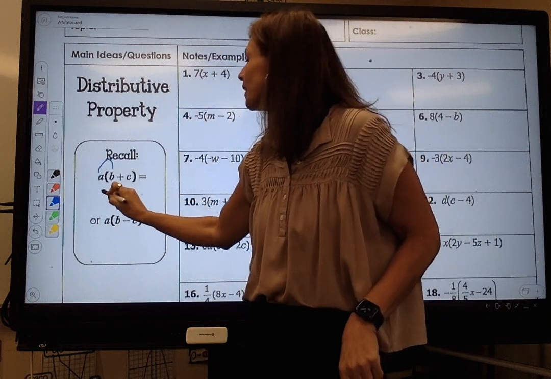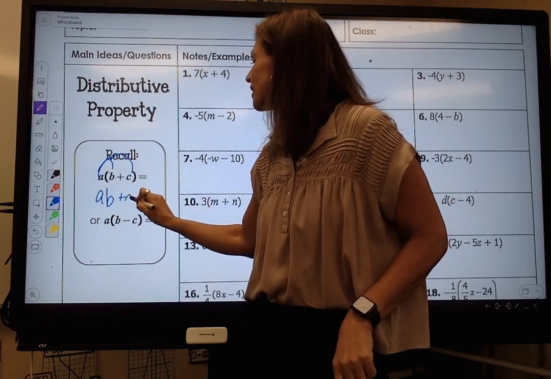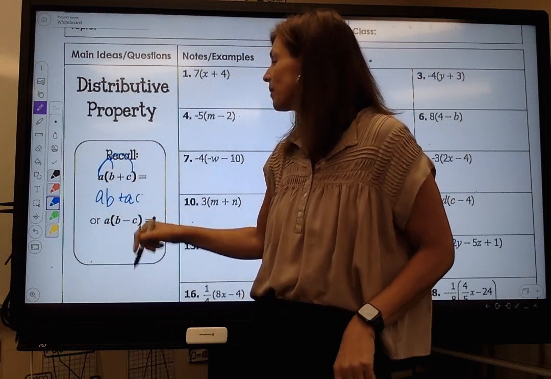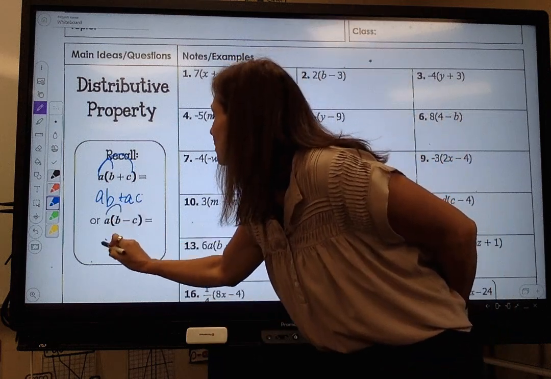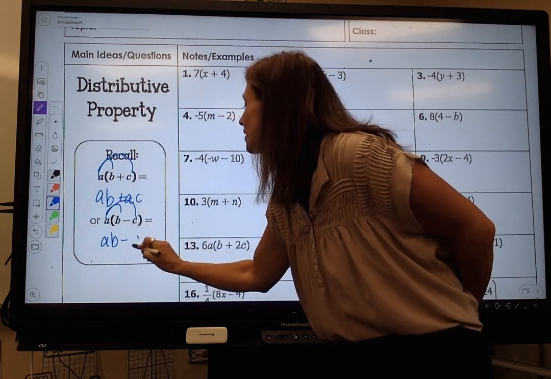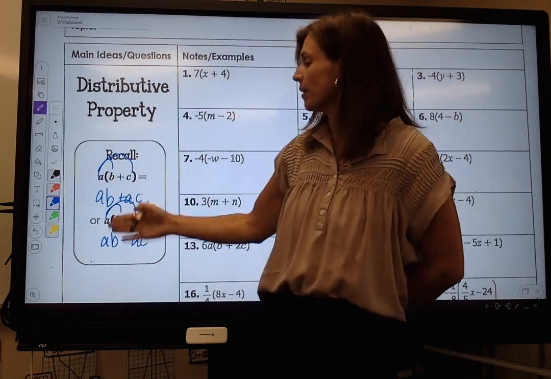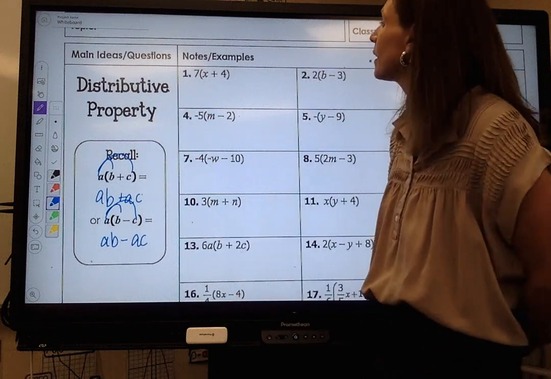So A times B is AB, and A times C is AC, and it's positive, so I keep that AC positive. Down here, I have A times B is AB, and now I have minus A times C, which is minus AC. Okay, so that's the distributive property, distribute inside. All right, let's take a look at number 1.